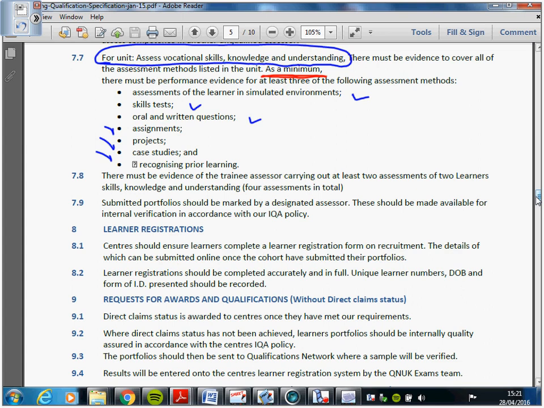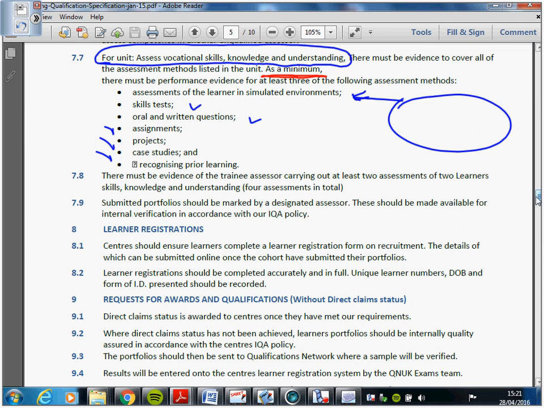Assessment of the learner in simulated environment. You can actually design an observation here. If you want, you can simulate in a classroom or auditorium. You set up equipment, etc. People are working as if they're in a work environment. You observe them that way. A simulated environment is allowed. You can produce that evidence. Skills tests or written assessments.